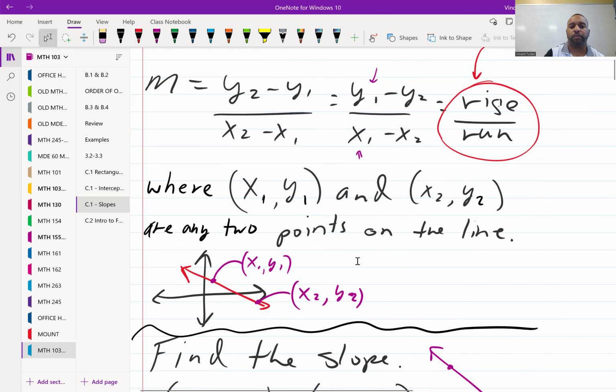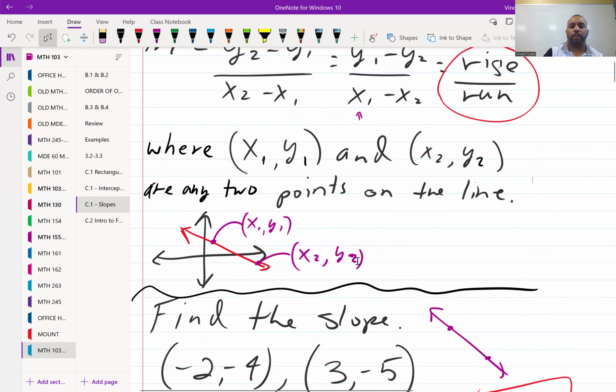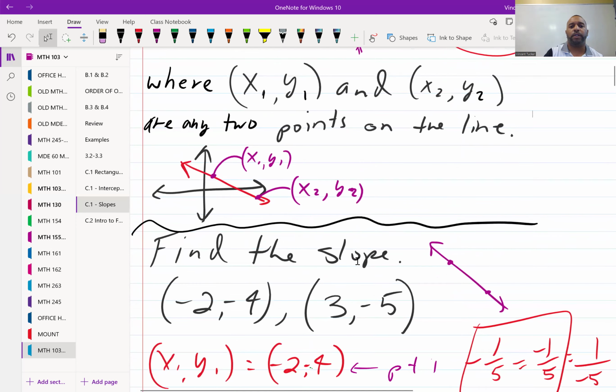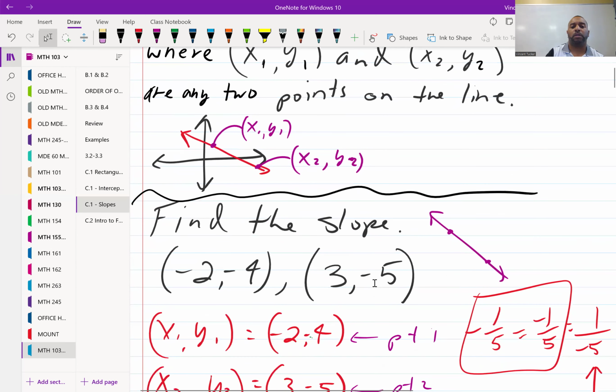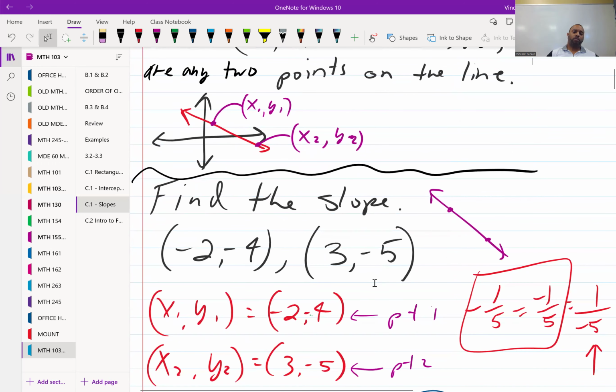Scrolling up some. So let's take two ordered pairs and calculate the slope. If these two points existed on the same line, what would the slope for that line be? It doesn't matter which one you call point 1 or point 2. I normally just label the first one I see point 1, the second one point 2. Just have to be consistent throughout your calculation and your formula. So x1, y1 is -2, -4, x2, y2 is 3, -5.